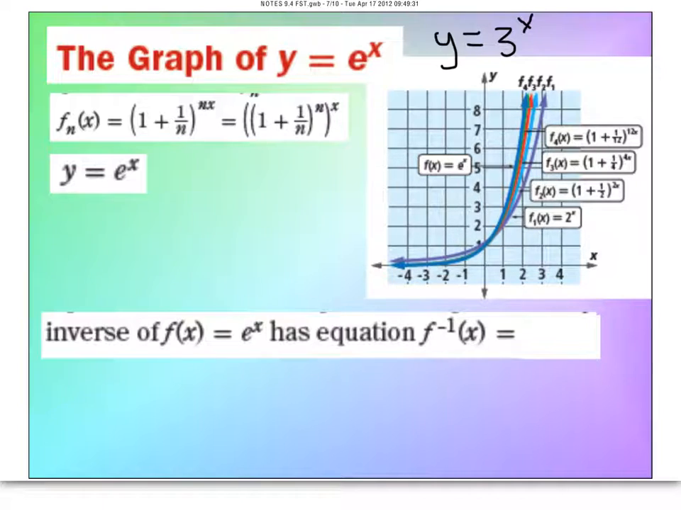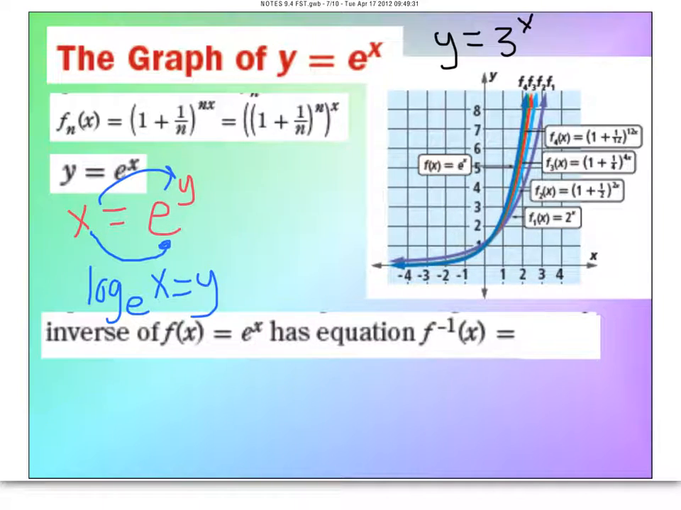So let's try to find the inverse of this function. To find the inverse, we're going to flip the x and the y, and we get this right here. Now this is an exponential function where y is the exponent, and I need to get it down at the regular level. The only way to do that, we learned, is to rewrite this as a logarithm. So what I'm going to do is start at the exponent base e, so this becomes log base e. It's log base e of x equals y. Now, that is the inverse function.